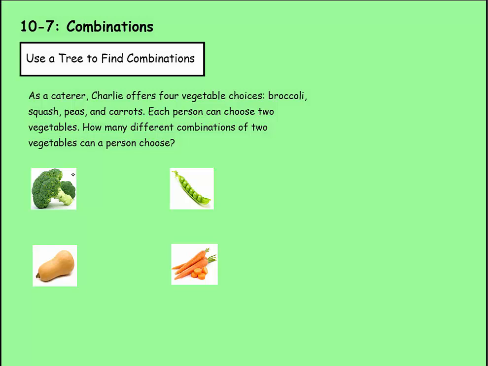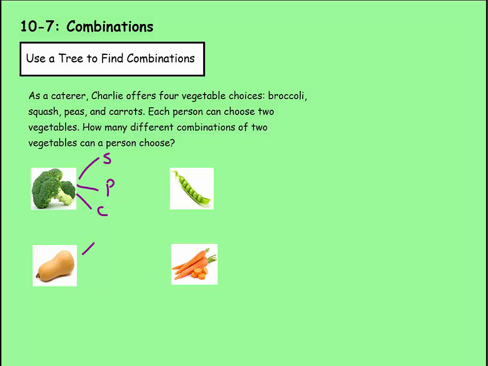This is vegetable 1. What kind of vegetable 2s could we have? Well, we can't do broccoli with broccoli. We could do broccoli with squash. We could do broccoli with peas. And we could do broccoli with carrots. So far we have 3 different combinations.